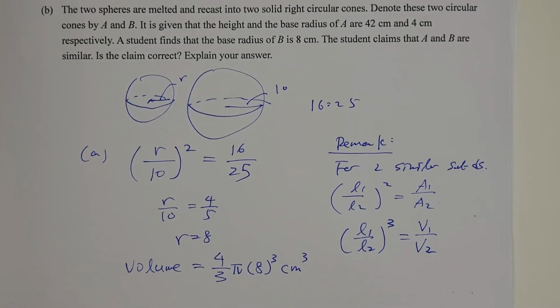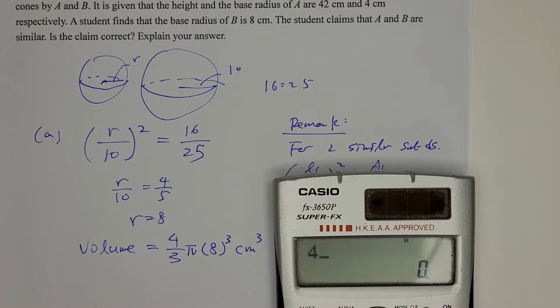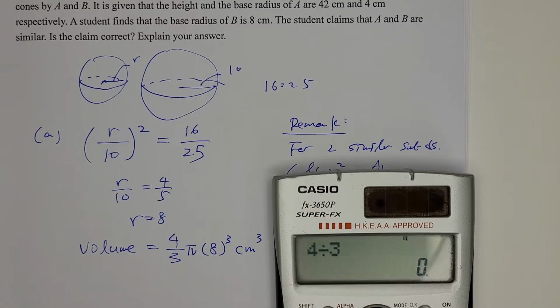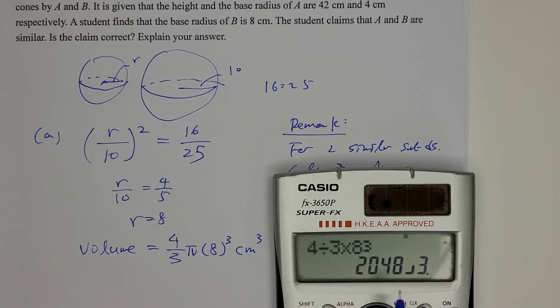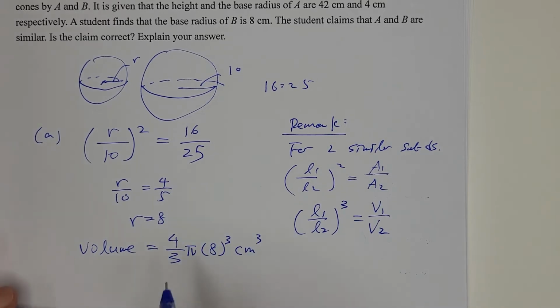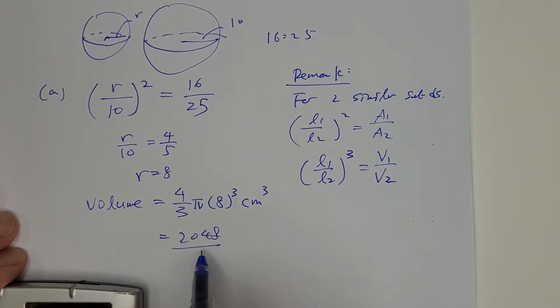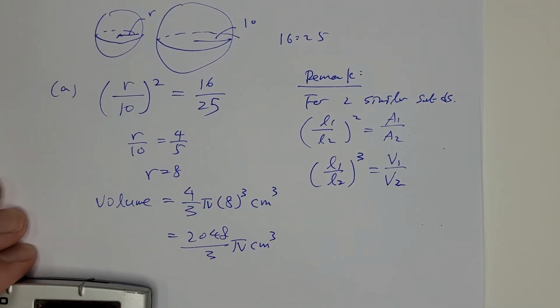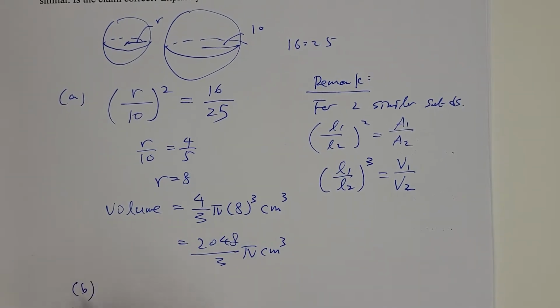You need to leave the answer in terms of pi, so you can press 4 over 3 times 8 to the power 3. You get such decimals, so you press the fraction button. That's 2048 over 3 pi cm cube. So that's finished part A, and we go to part B.